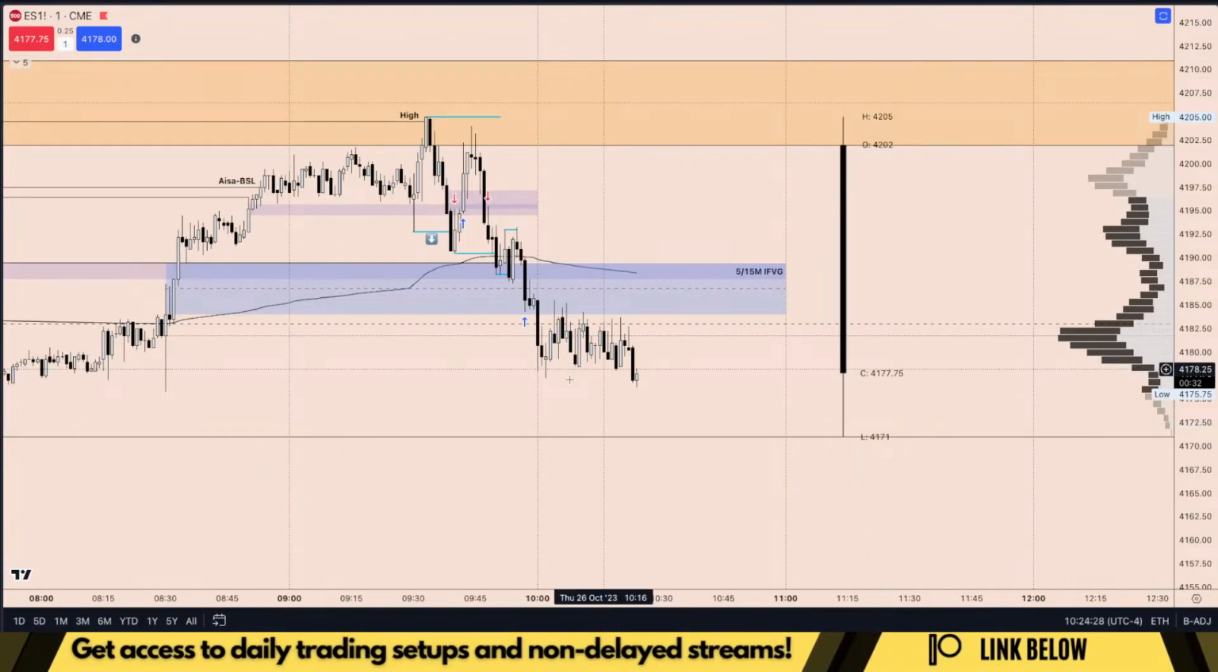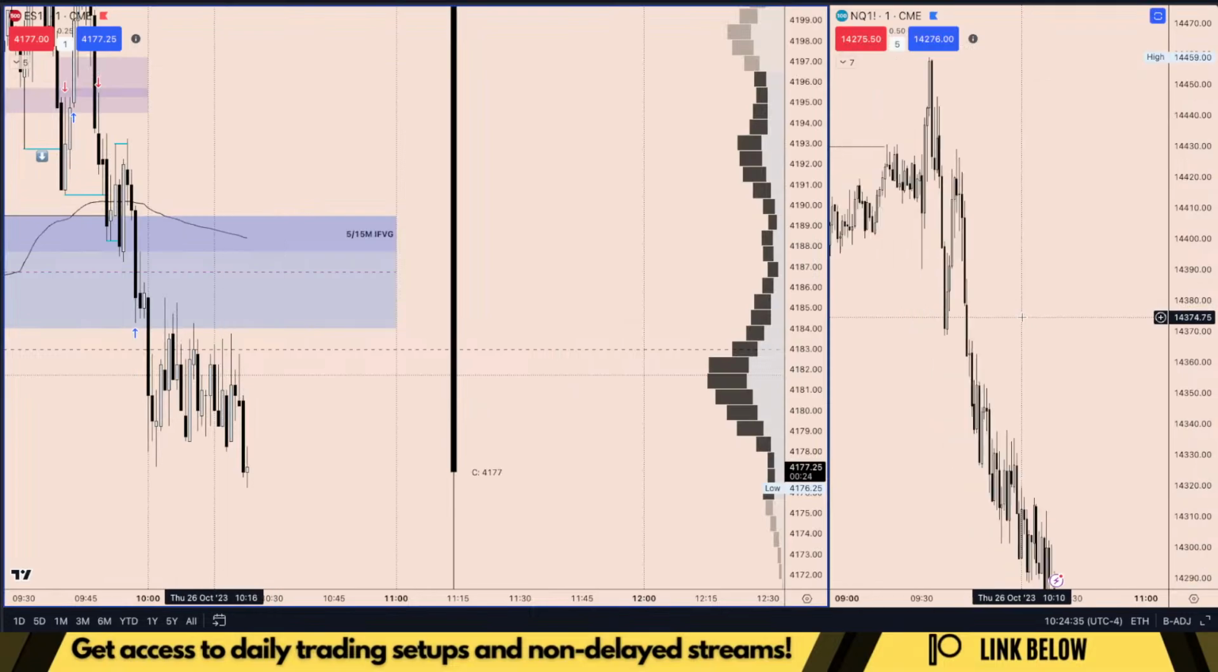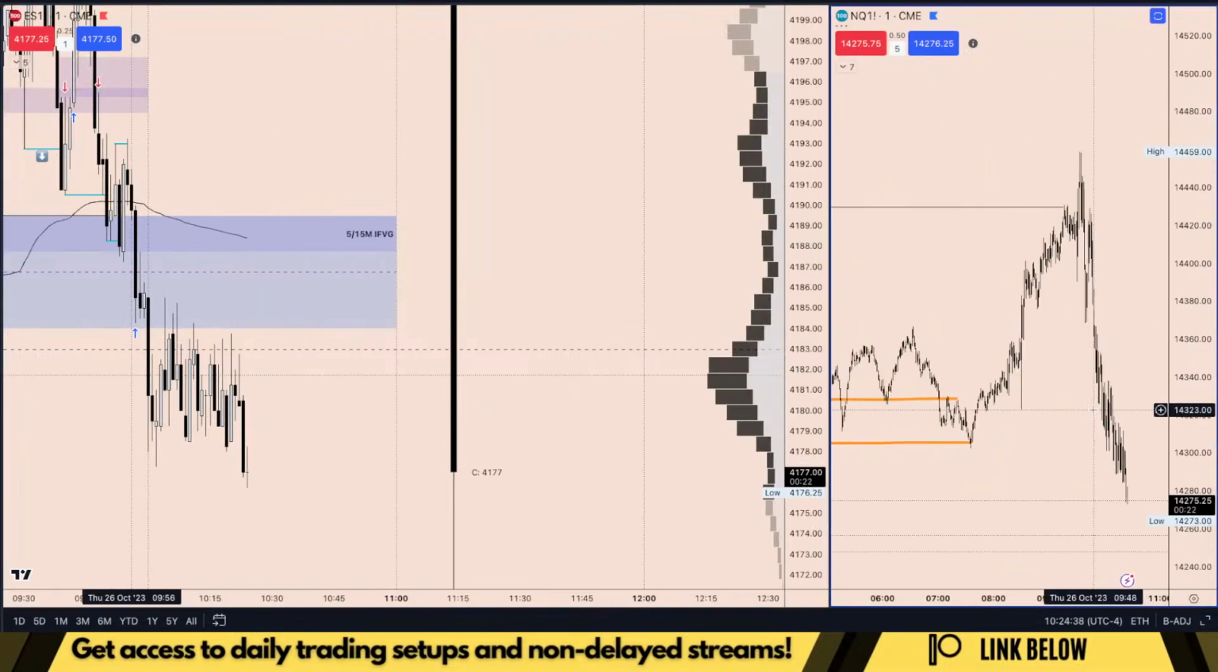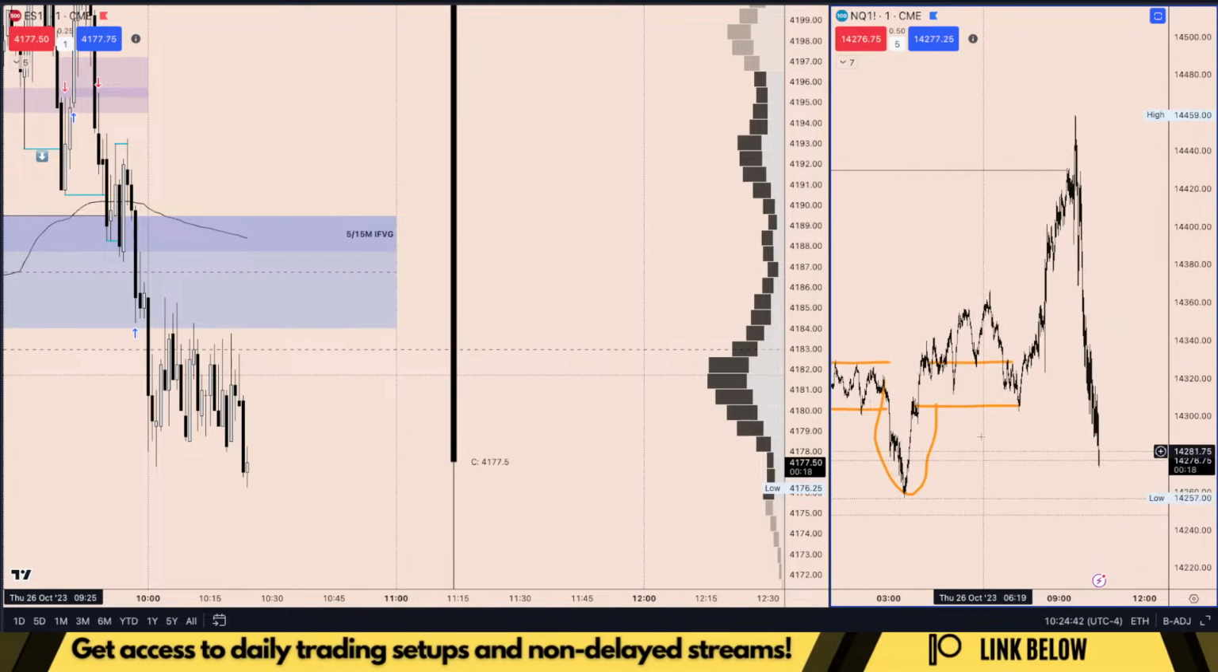Alright, and we eventually take out... No, we didn't take the 830 low yet. Let's take a look at NQ here. NQ is also gravitating towards the London sell side.